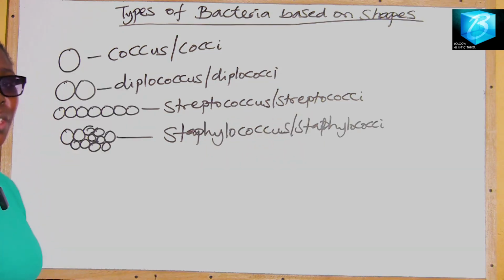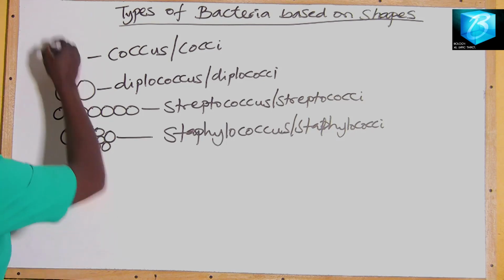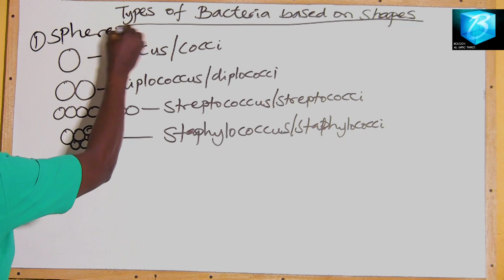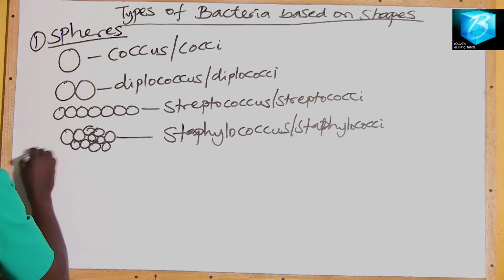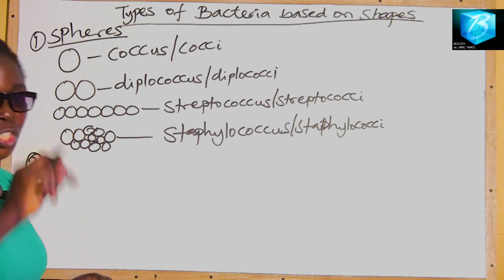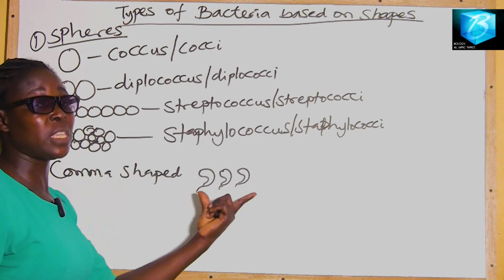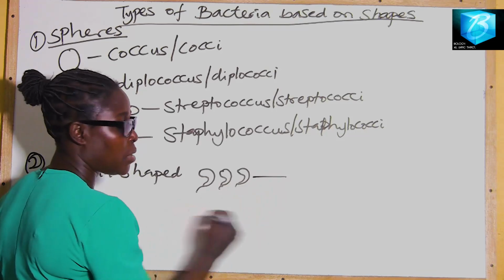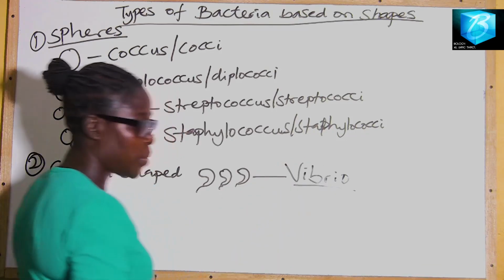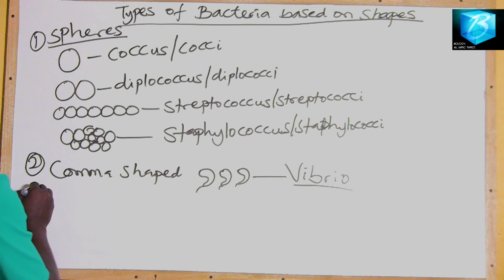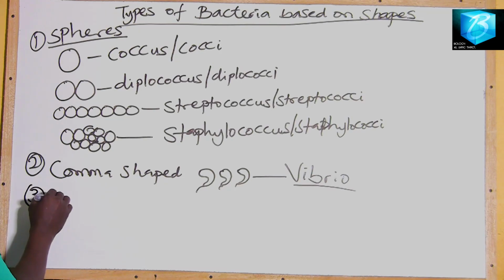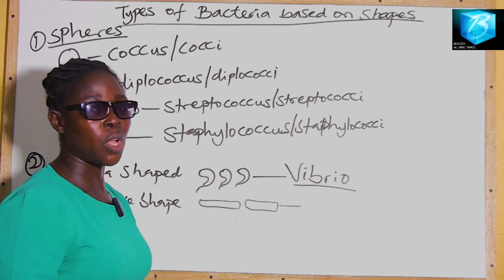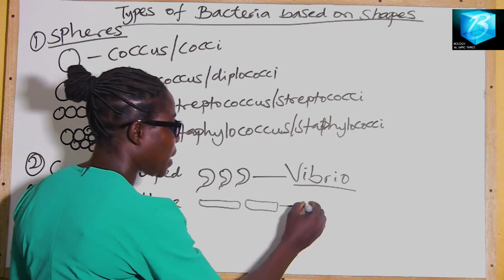And then we have another group. This is the spherical group, in spheres. Number two, we have some that are in comma shape. They look like a comma. When you see a shape like this, it represents a type of bacteria called Vibrio. That's Vibrio. Number three shape, we have the rod-like shape. When it appears this way, we call it bacillus or bacilli.